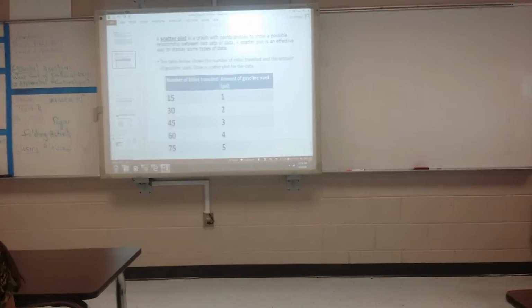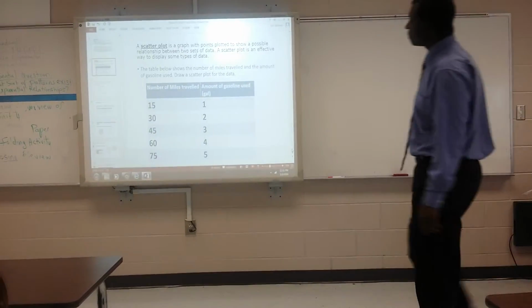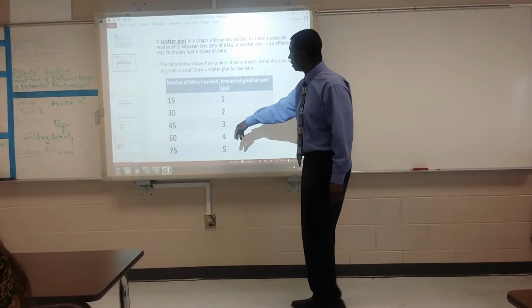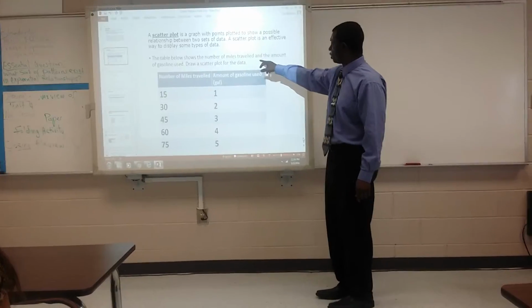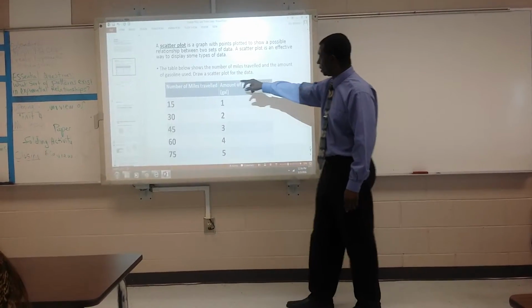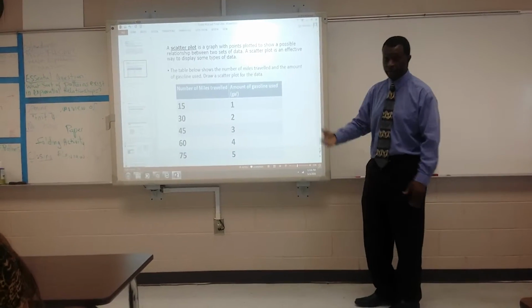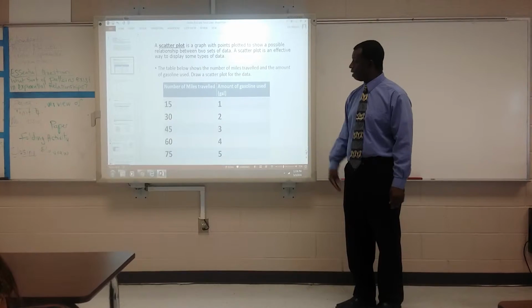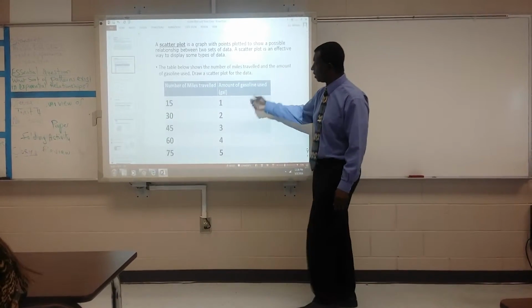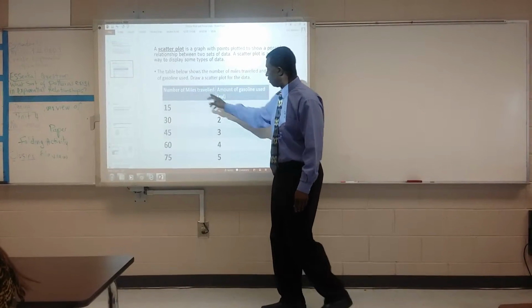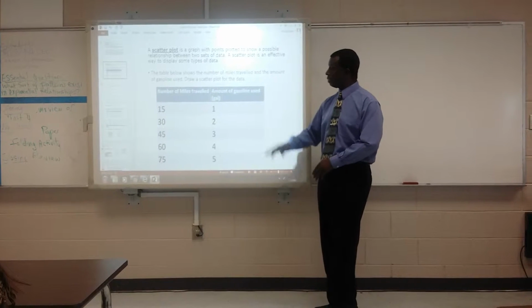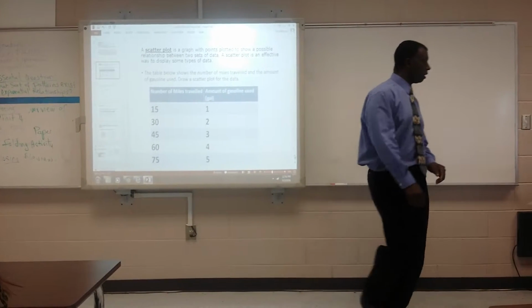Now here we have a table given, and it shows the number of miles traveled and the amount of gasoline used, and we are being asked to draw a scatter plot for the data. Now again, we all know what a scatter plot is, but like I said, the difficulty is in determining which of these variables go to the x-axis and which goes to the y-axis.